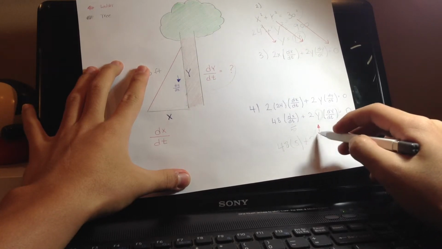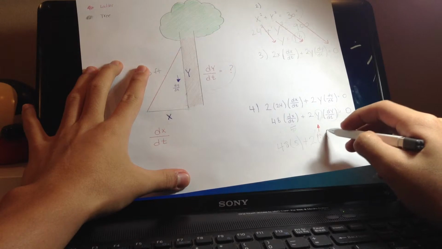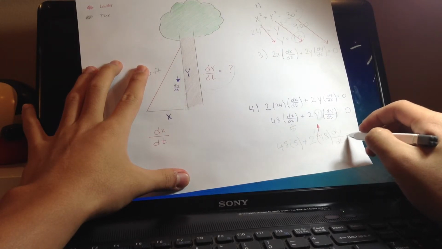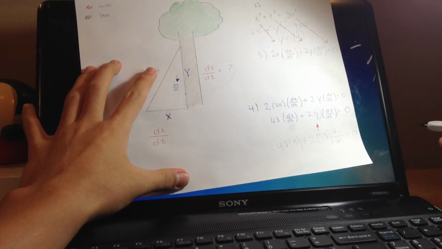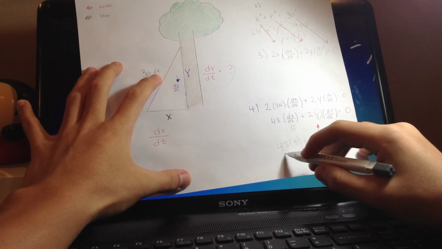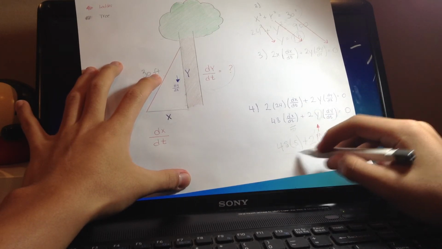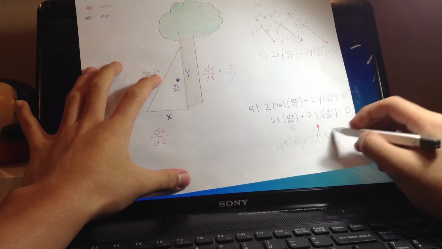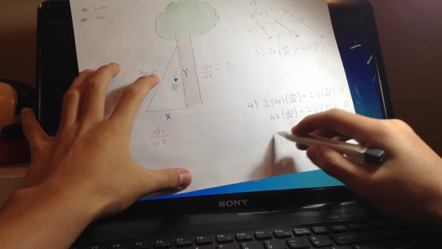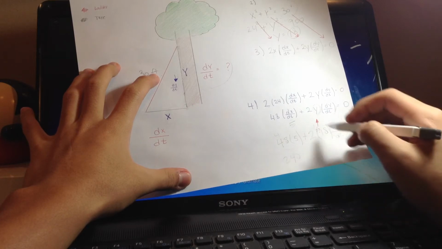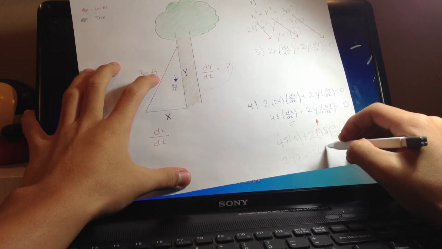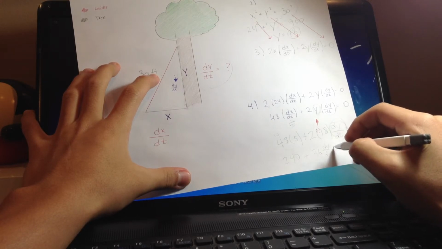So the new equation is 48 times 5 plus 2 times 18 dy/dt equals 0. After doing this step, you can use simple algebra to find dy/dt. This will give you 240 plus 36 dy/dt equals 0.